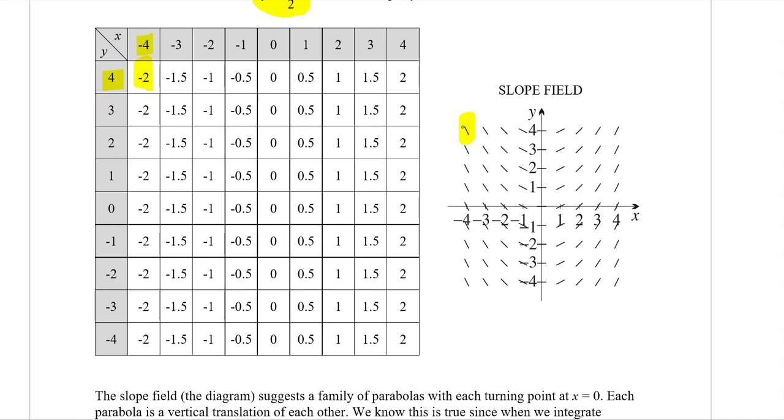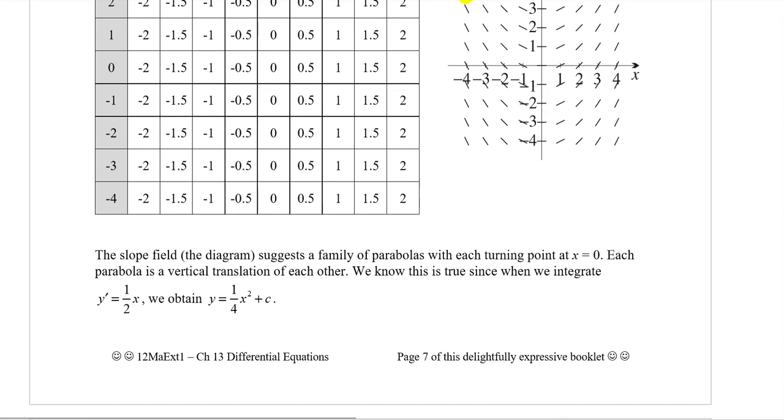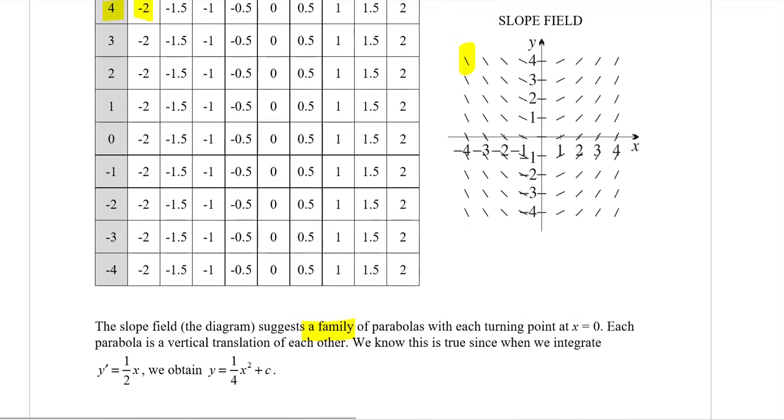What we're doing is, remember that our differential equations represent a family of curves, right? So this is showing us what the family of curves could look like, right? And that can be seen down here. So it says down here, the slope field, the diagram suggests a family of parabolas that each have a turning point at x equals 0. Because you can kind of see here that all of these curves have a gradient of 0 in here, and then they're all getting steeper on the sides from there, right? Each parabola has a vertical translation of each other. So you could do another parabola up here, and you'd have all these different families of parabolas going up or down from the origin, right?